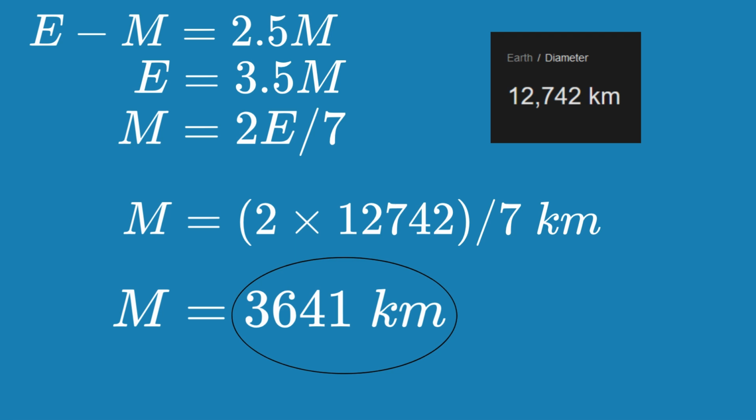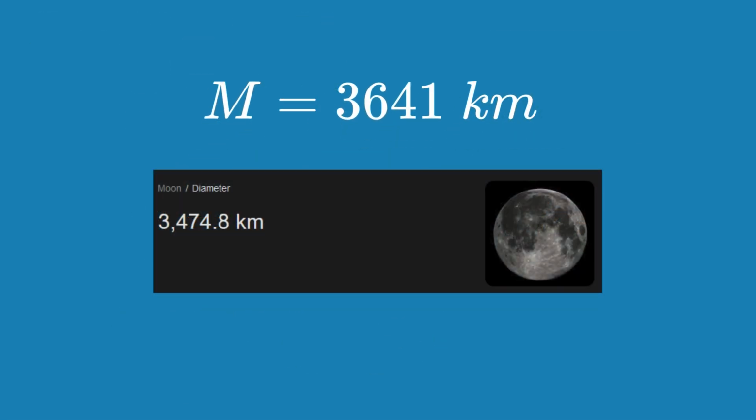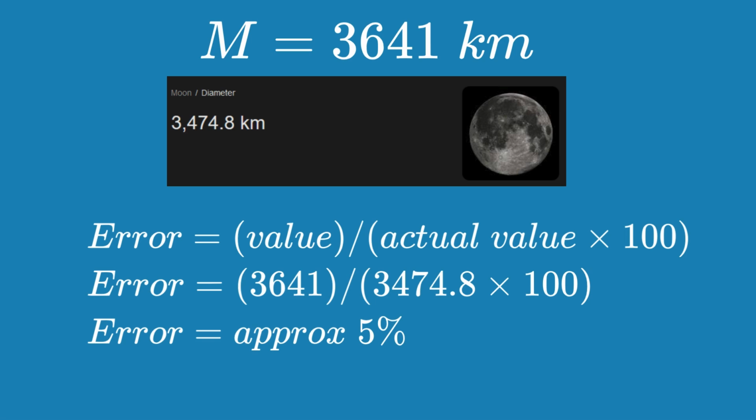Earlier, we worked out that the shadow at this point is also the size of the Earth's diameter minus one moon's diameter. Equating the two expressions, and substituting in the diameter of the Earth, we can easily rearrange the algebra to find that the diameter of the moon is roughly 3,641 kilometers. If we divide the value we found by the actual value times 100, this will give us an error as a percentage. Our calculation was only 5% bigger than the actual value, and we didn't even have to go to the moon with a tape measure.